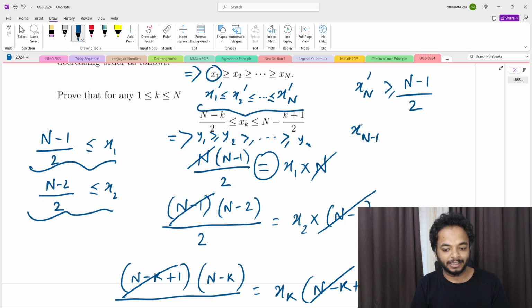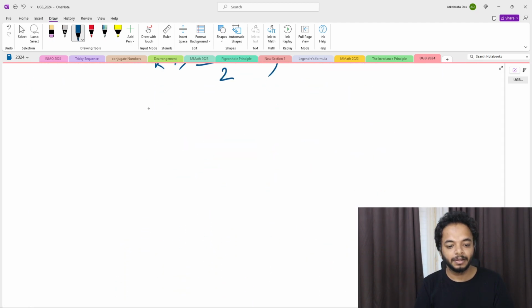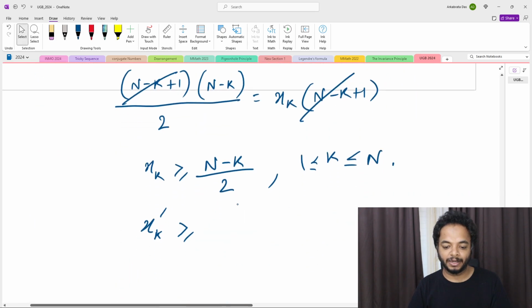Similarly, x n minus 1 dash will be greater than or equal to, it's the same as what happened with our x2, the second term. So that is n minus 1 minus 1, so that means you can very well see it's n minus 2 by 2. So I'm writing it as n minus 1 minus 1 by 2. So now you can see the pattern and you can easily prove that xk dash is greater than or equal to, that is what we are getting, the pattern, k minus 1 by 2.